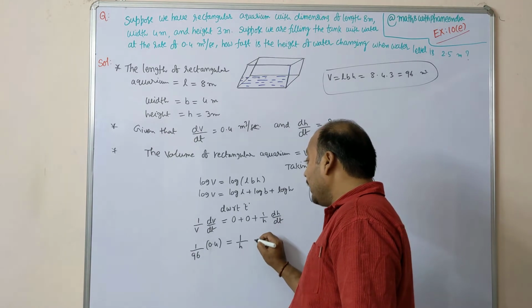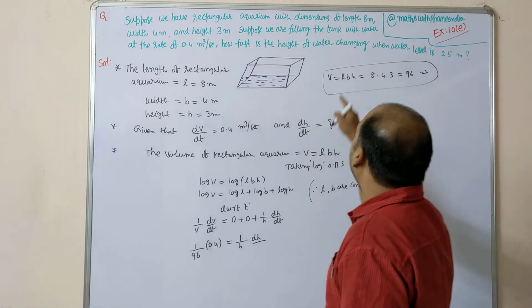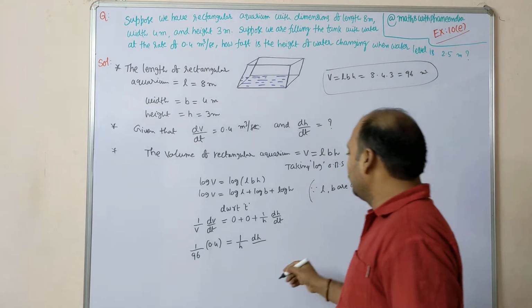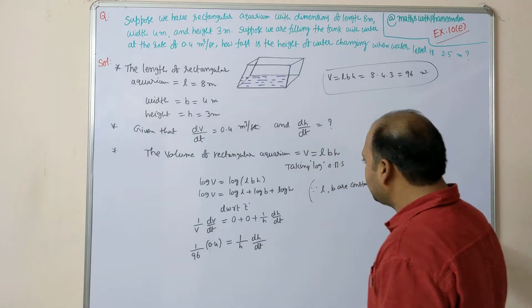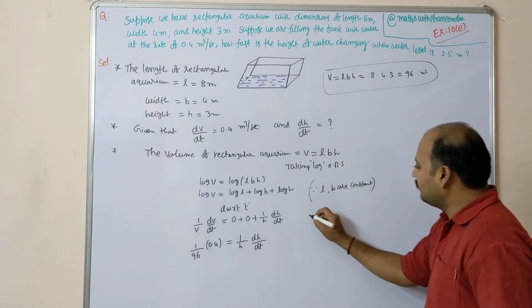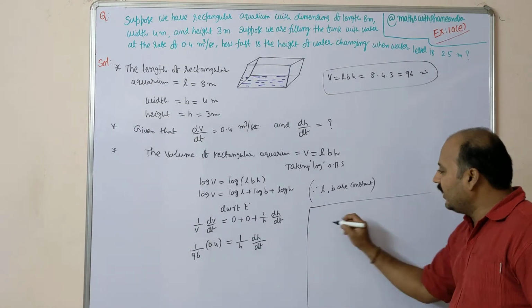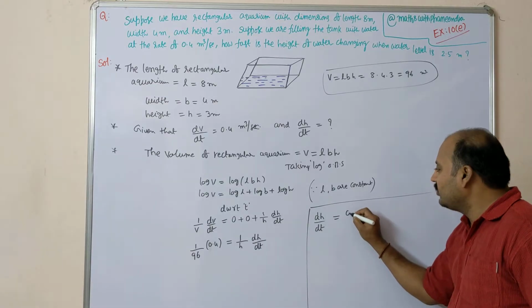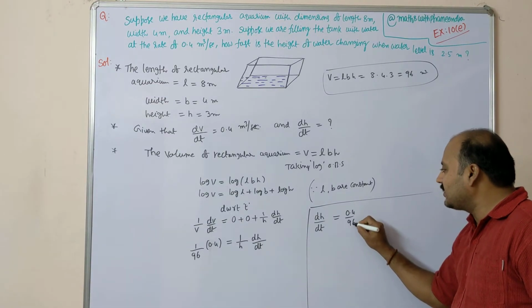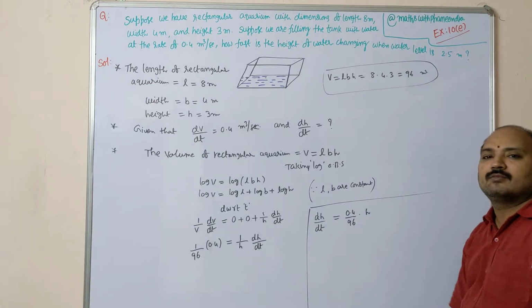H only like this we can take. Why? Because particular height is dimension. dH by dt, so dH by dt makes subjective students. So from here, dH by dt is equal to 0.4 by 96 into H.